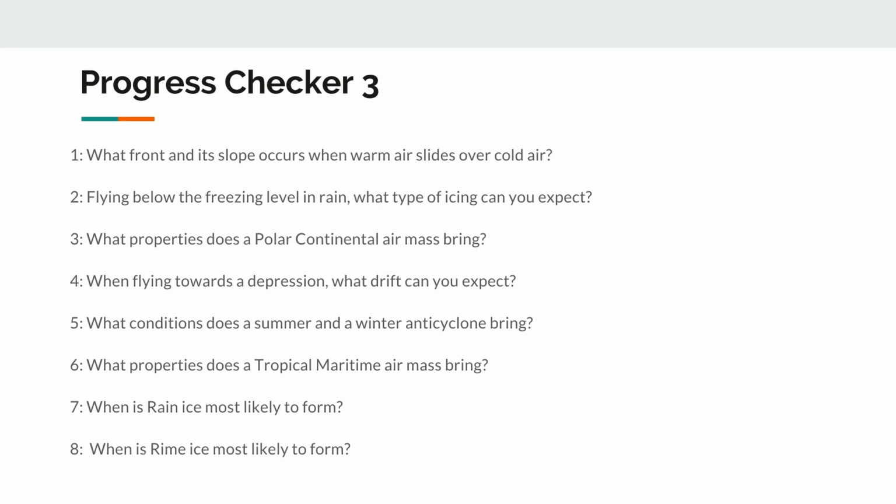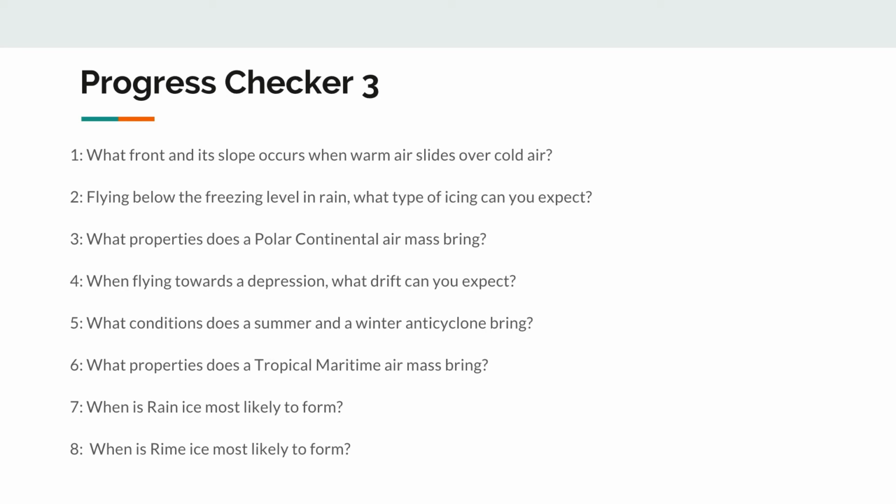Excellent. So what front and its slope occurs when warm air slides over cold air? You get a warm front as this angle of warm air slides over cold air, and its slope is 1 to 150. Flying below the freezing level in rain, what type of icing can you expect? Well, it says it in the name, rain ice. It should be above the freezing level in advance of a warm front, but that's the definition, because in rain, that's the most common thing you can expect.